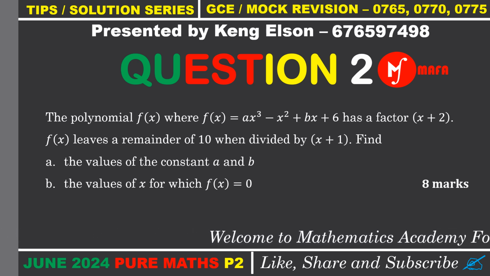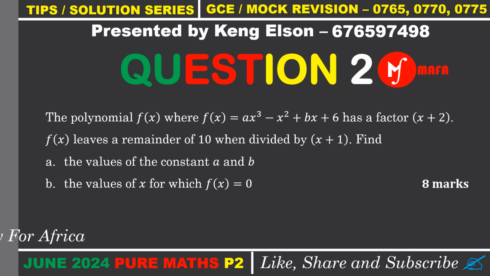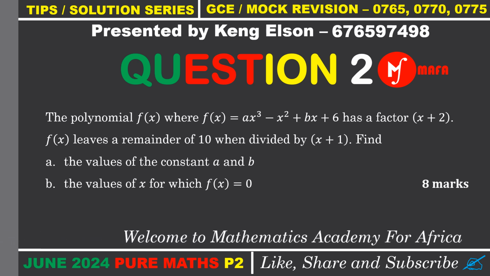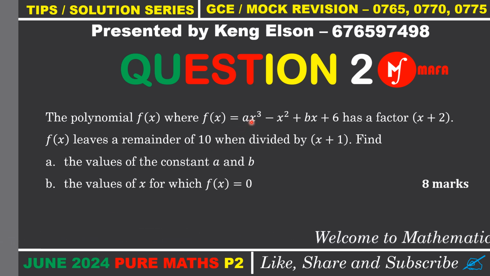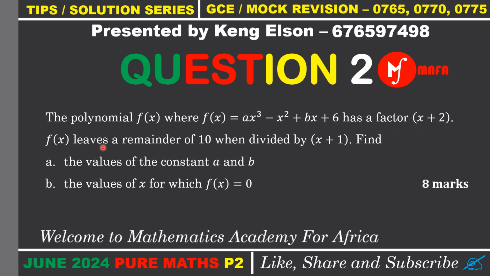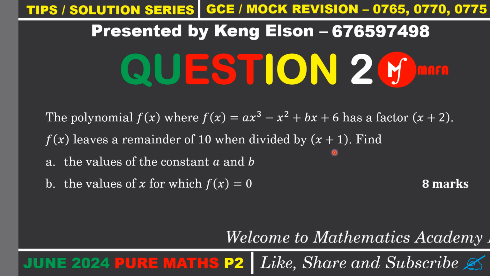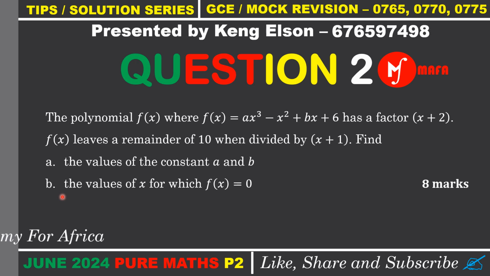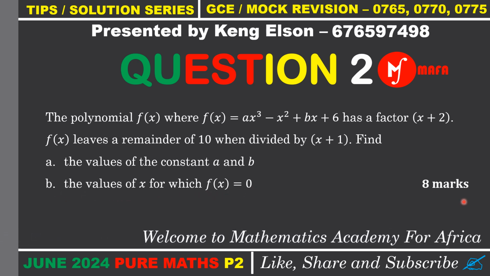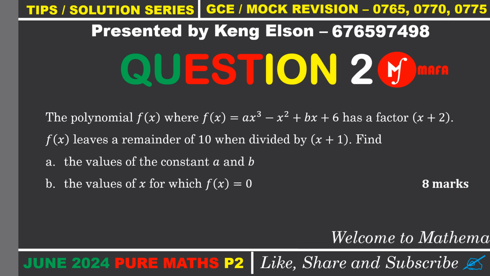Alright, so question 2 was from the topic polynomials, and it was allocated 8 marks. The question reads: the polynomial f of x, where f of x is ax cubed minus x squared plus bx plus 6, has a factor x plus 2. Now f of x leaves a remainder of 10 when divided by x plus 1. Find a, the values of the constants a and b, and b, the values of x for which f of x is equal to 0. It is 8 marks.